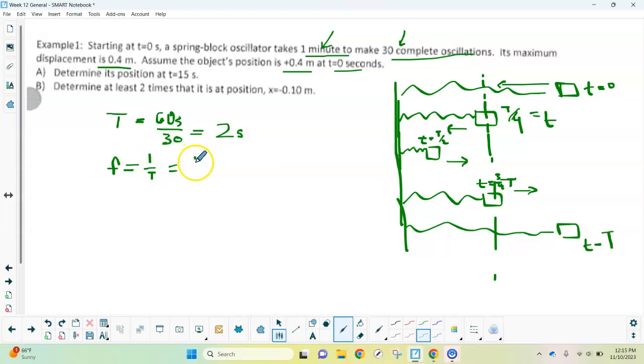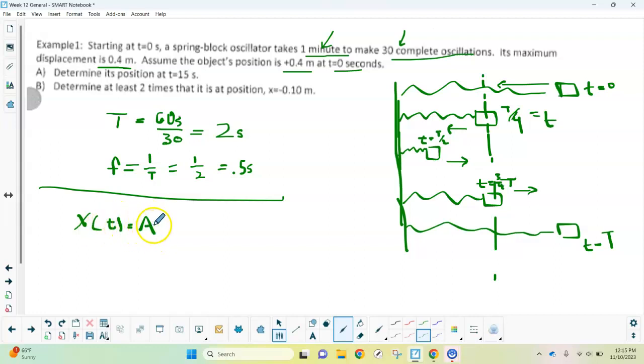So that would be 1 over 2 or 0.5 seconds. Okay, so we've calculated those, and that's important because we're going to use this x as a function of time equation. So x as a function of time is equal to a cosine 2 pi f times t. And this t is the time that you're at.